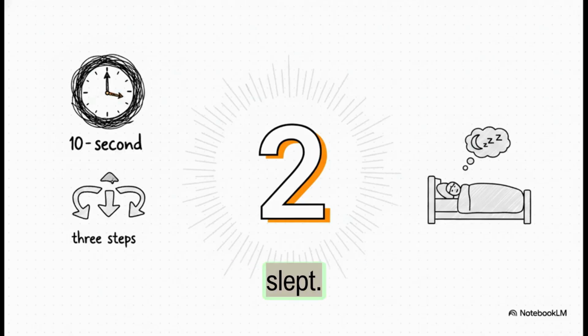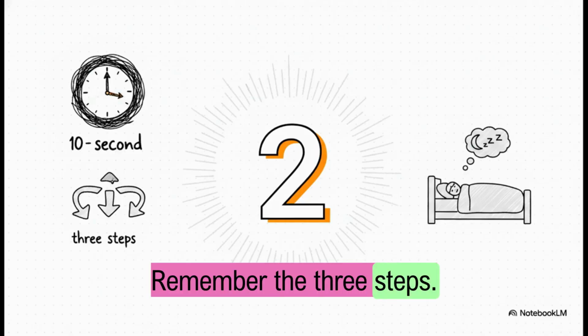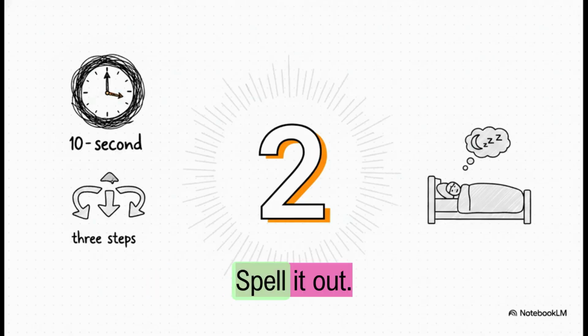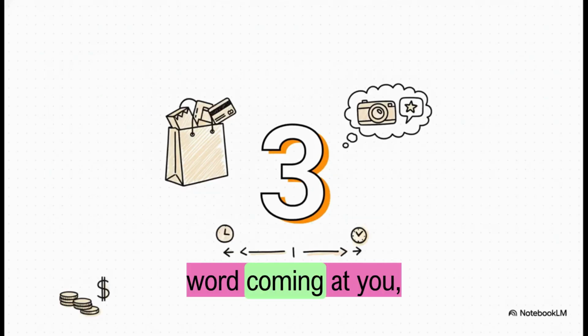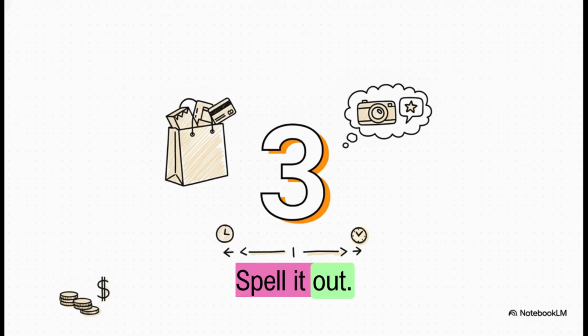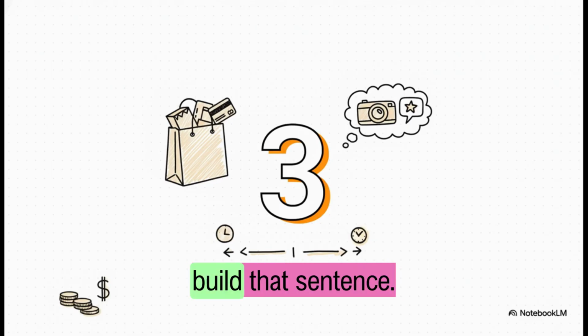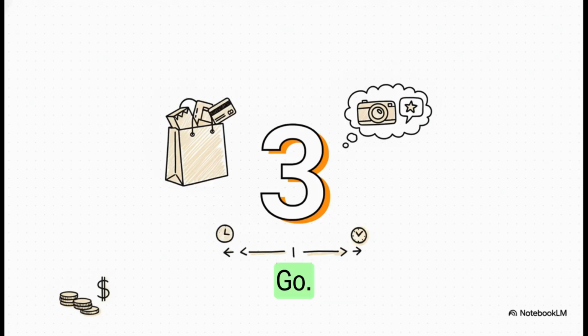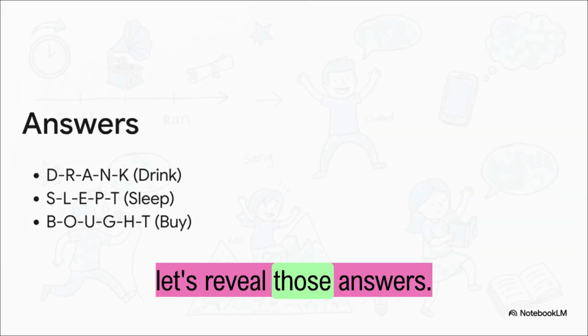Word number 2, slept. Remember the 3 steps. 10 seconds on the clock. Go. Spell it out, find the base, make it a story. You're doing great, almost there. And time. Fantastic focus. Third and final word coming at you, bought. Spell it out, use buy as your base form, and build that sentence. 10 seconds. Go. This one is a little tricky, so really think about those silent letters. 3, 2, 1. Time is up. Awesome effort, everyone. Seriously. All right, let's reveal those answers.